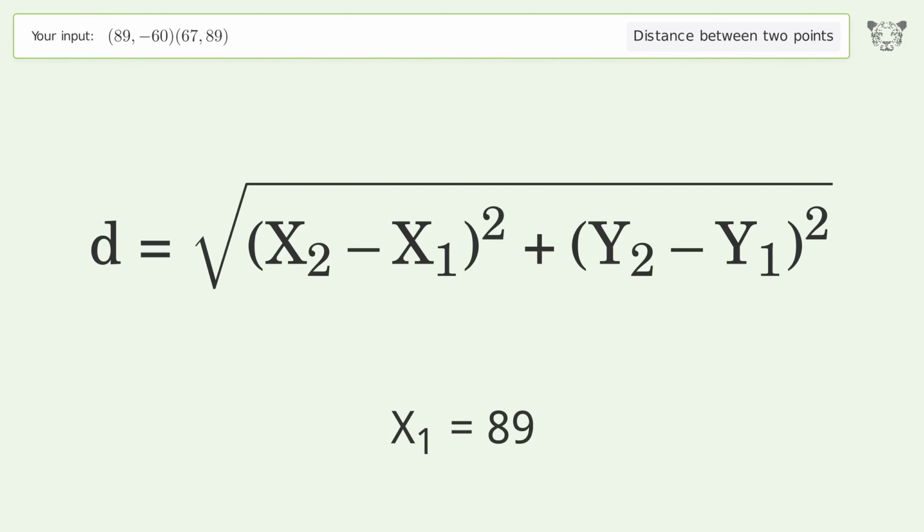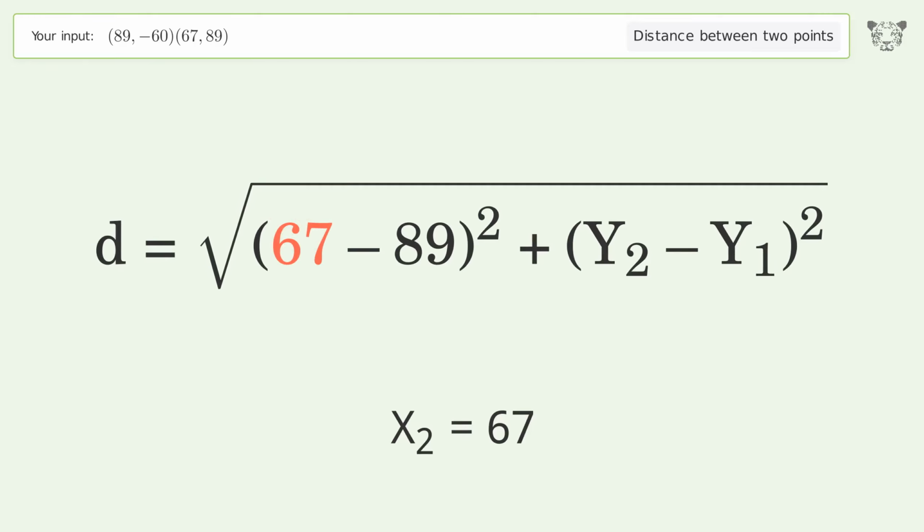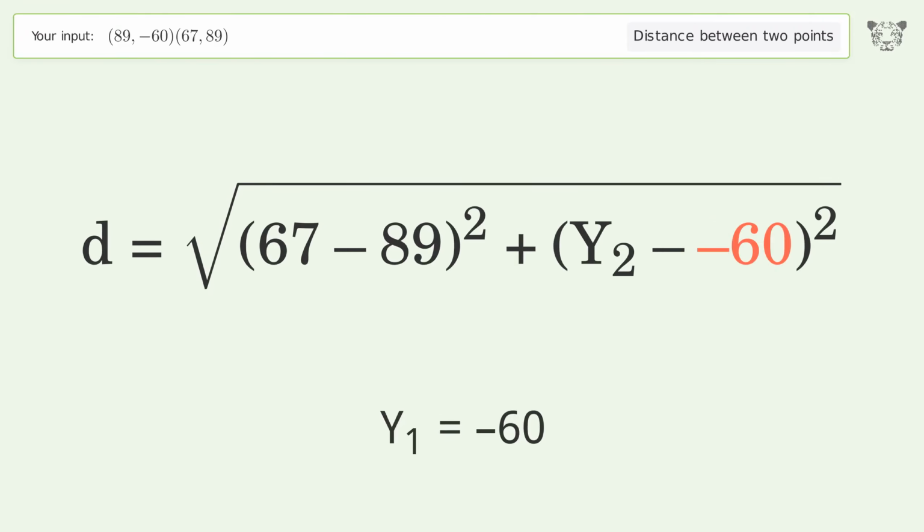x1 equals 89. x2 equals 67. y1 equals negative 60. y2 equals 89.